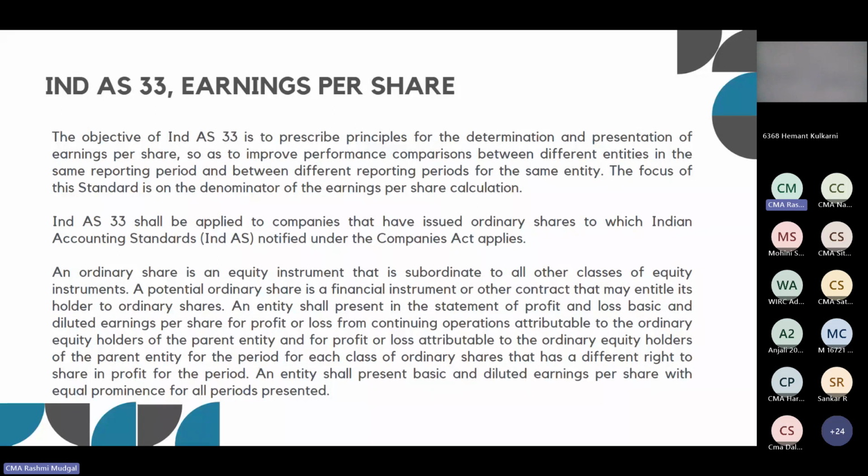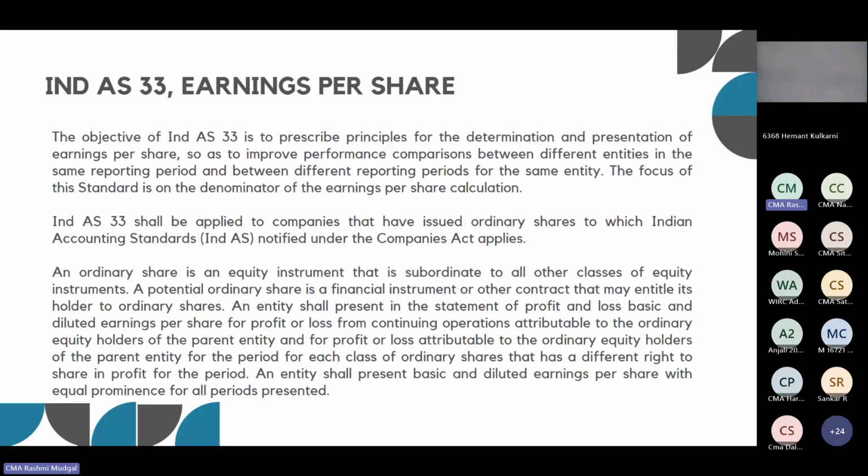An entity shall present in the statement of profit and loss basic and diluted earning per share for profit and loss from continuing operations attributable to the ordinary equity holders of the parent entity, and for the profit and loss attributable to the ordinary equity holders of the parent entity. Okay, so what happened?